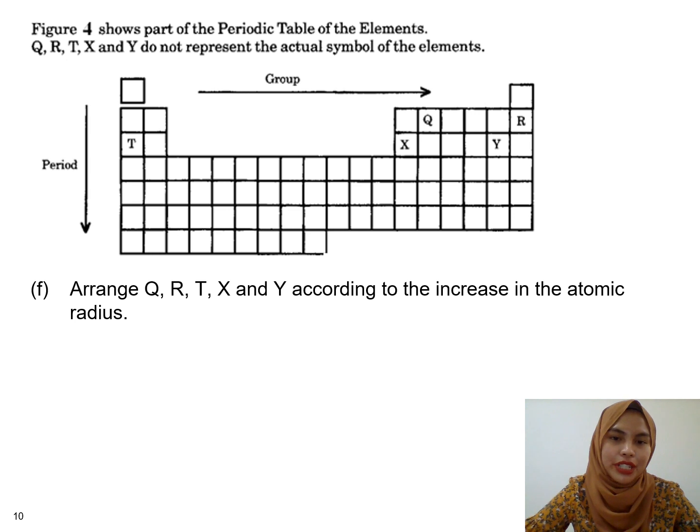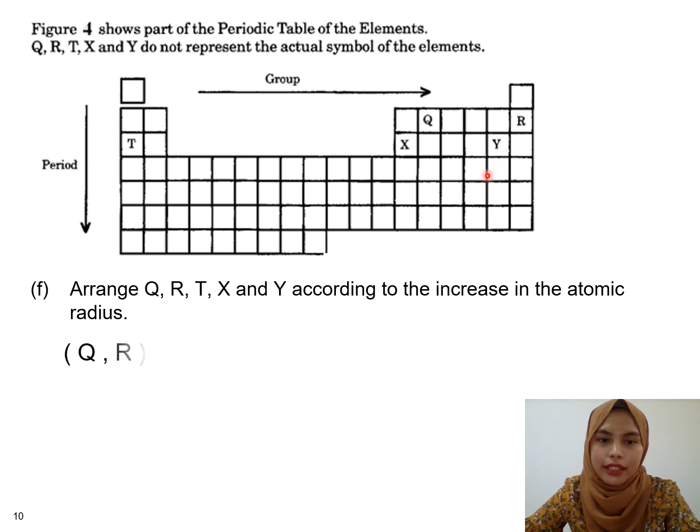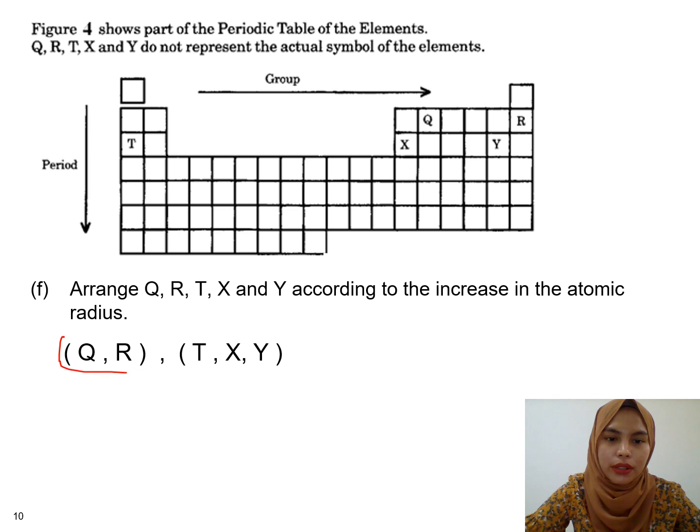Question next. Arrange the elements Q, R, T, X and Y according to the increase in the atomic radius. So, macam mana you nak susun all of the elements, groupingkan mereka dulu mengikut persamaan masing-masing. Okay, sebagai contoh, you can see now here that Q and R belong in the same period, which is period yang kedua. Okay, T, X, Y pun belong in the same period, which is period yang ketiga.